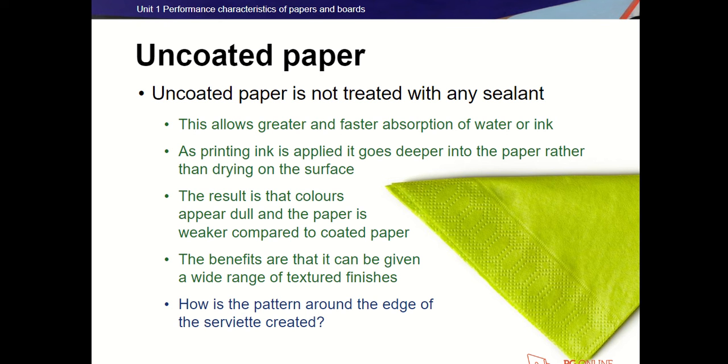As printing ink is applied, it goes deeper into the paper rather than drying on the surface. So if you've ever stuck a fountain pen onto some toilet paper or kitchen roll, it will just sink and drain deep into the paper. The result is that colours appear dull and the paper is weaker compared to coated paper. So tearing a napkin in half is no problemo because it has not been finished or strengthened, no plastic finish on it. And obviously its absorbency is very good, which is what you want. The benefits are that it can give a wide range of textured finishes. This is going to be in this embossed feature on here.